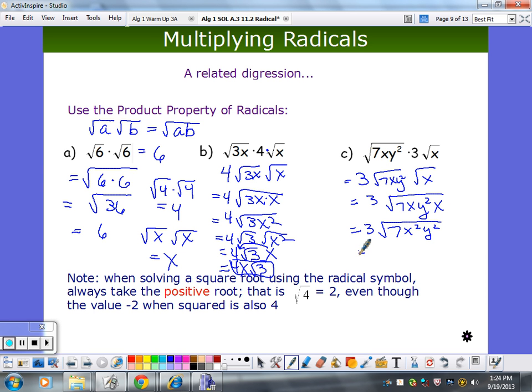What am I going to get? Do I need to really separate them out? Can we see it? What's going to happen to the 7? It stays inside, right? There's nothing going to come out. Square root of x squared. Square root of y squared. So all I've got to do now is just put the radical stuff on the other side. 3xy radical 7.